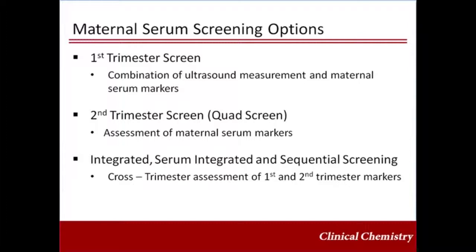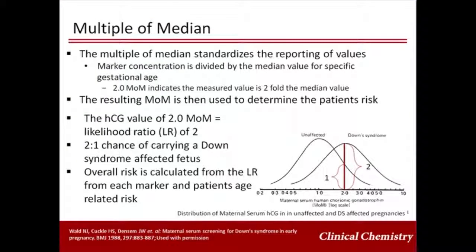However, it is also known by many other common names. There are also a few options that combine the risk calculation for the first and second trimester screens, including an integrated screen, serum integrated screen, and sequential screening. The data obtained by any of these screening choices, which we will be discussing shortly, are reported as a multiple of median. The multiple of median is used for these screening programs as the ultrasound and serum marker values vary significantly throughout gestation. By converting the marker concentrations into a multiple of median, the reporting of values is standardized for gestational age, race, and for differences in measurement platforms.